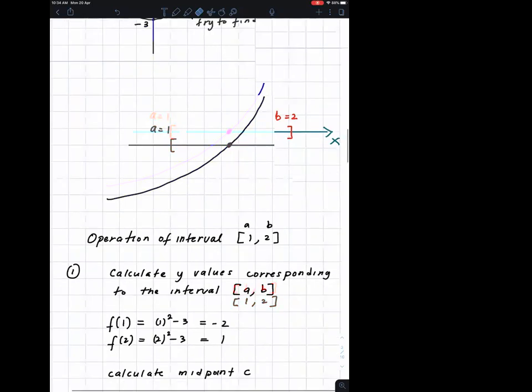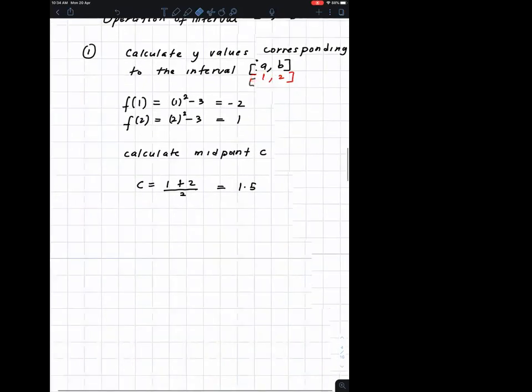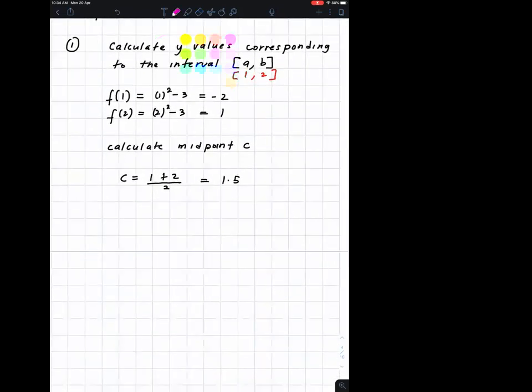Okay, now let's try 1.5. Plug into that formula. We don't know where 1.5 is located. Now we plug into the formula to calculate the y value, which is going to be 1.5 squared minus 3, which is going to give you minus 0.5. Sorry, minus 0.75.